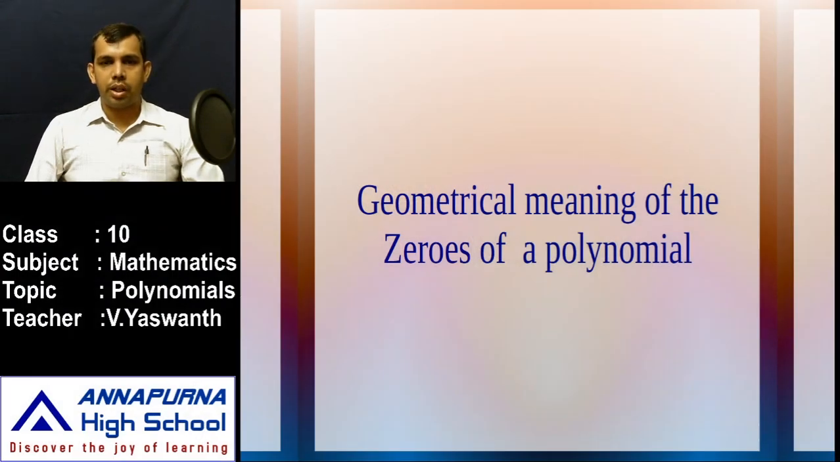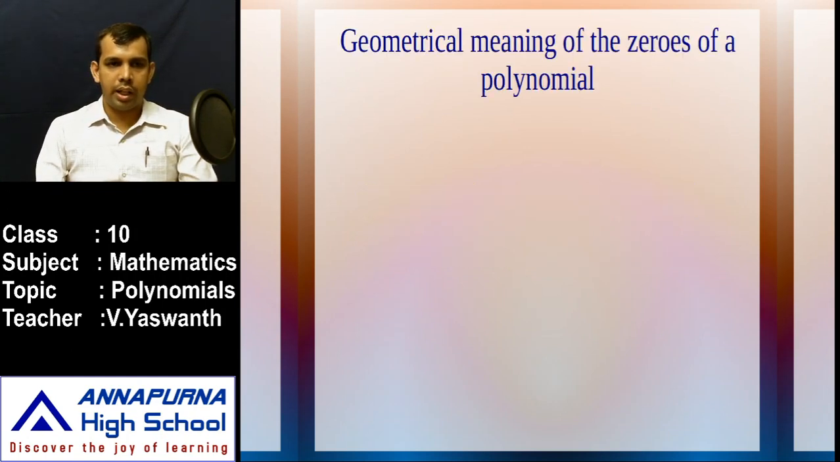I hope you understood. So in this video, I'm going to teach the geometrical meaning of the zeros of a polynomial. So what is the zero of a polynomial? Already you know, in the previous video we discussed this. What is zero of a polynomial? At which x value the polynomial value is 0, that x value we take as the zero of a polynomial.